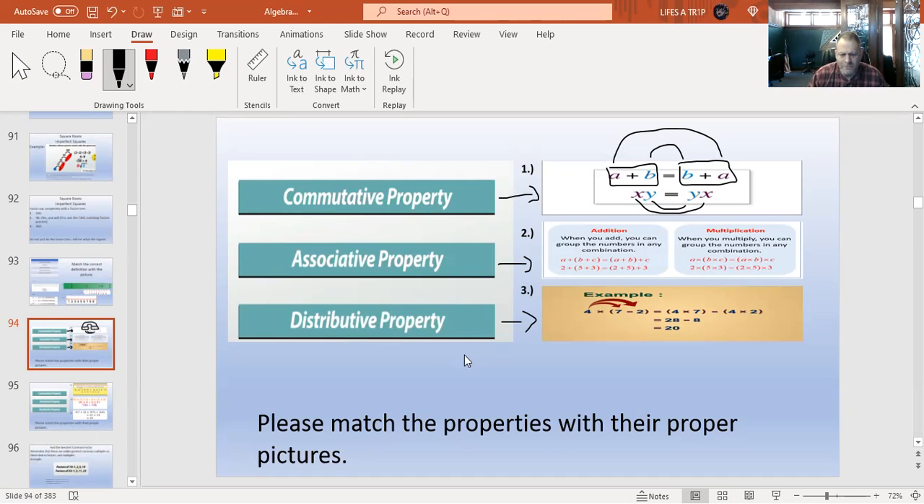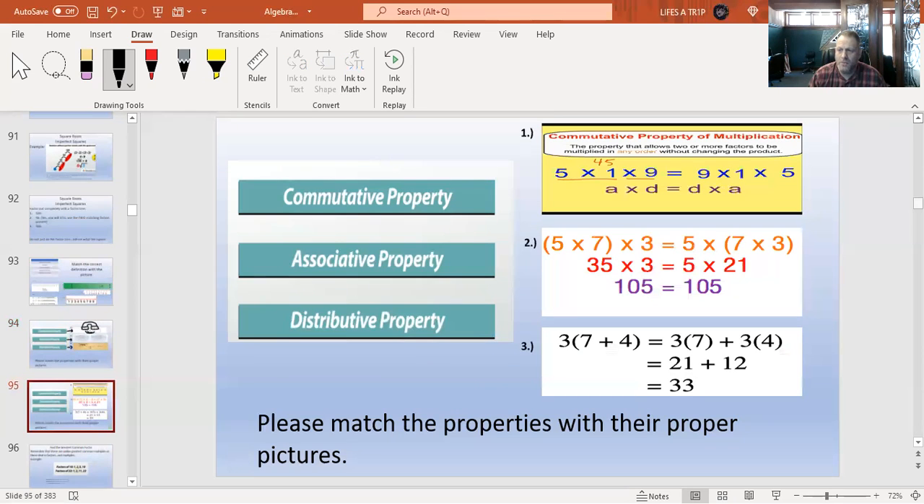Distributive property. Let's see, for multiplication, it is going to be 4 times 7 and 4 times 2, which gives us 28 minus 8, which is 20. And we had the same problem on our other video the other day.